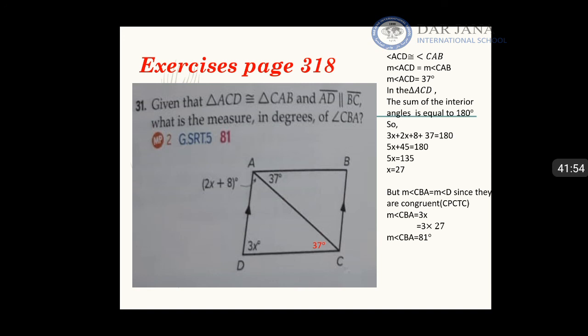So the equation is 3x plus 2x plus 8, which is the measure of the second angle, plus 37 equals 180. Let us solve. We get x equals 27. We substitute 27 for x. So the measure of angle CBA is equal to the measure of angle ADC, which is 3x, which is 3 times 27, which is 81 degrees. This is our lesson. Thank you for listening.